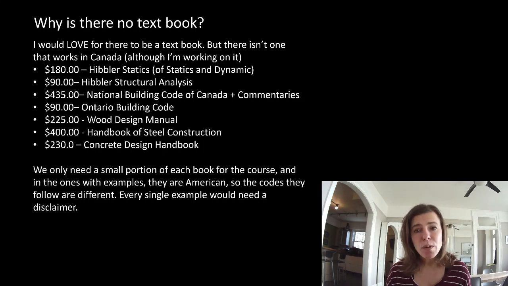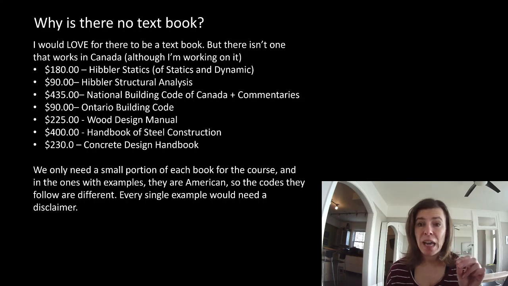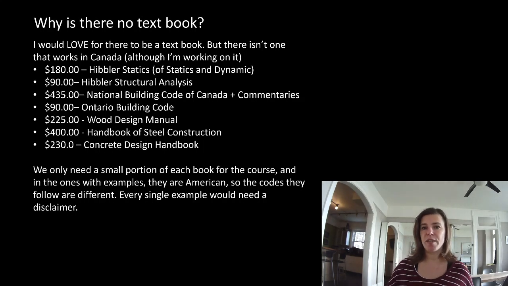And then, especially when we get into next term, we have all the different materials that we specifically design to. So we have concrete, wood, and steel, each with their own association and design code and manual, that are $225, $400, and $230. Technically, we could probably even add in the masonry one as well, which they even stopped printing, so you have to go try to find relic versions of it, and they run like $150. And we only need a handful of pages from each one of these books, and that just seems horribly evil on my part.